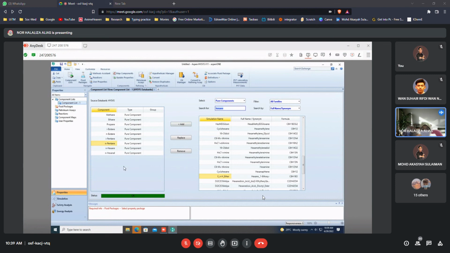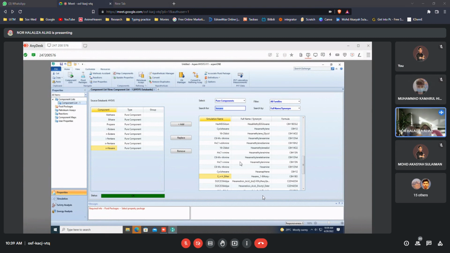Okay, contoh you dah masukkan semua. Katakanlah tiba-tiba dalam satu case you tersilap masuk component list. Maknanya reactant you tu silap. So how to remove? You just go to N-hexanal and then click remove. Okay class, are you following? Yes.